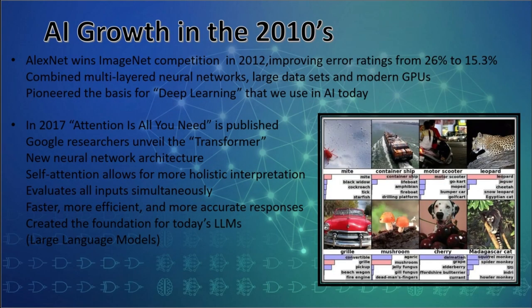Building on ImageNet's influence, AlexNet combined multi-layered neural networks, large data sets, and modern GPUs to lower error ratings by over 10%. This set the stage for the deep learning we use in AI today. The image on the right is an example of AI training in image recognition. In 2017, Google researchers revolutionized the AI industry with their Transformer, changing the architecture of neural networks and allowing for more efficient and accurate responses to prompts.